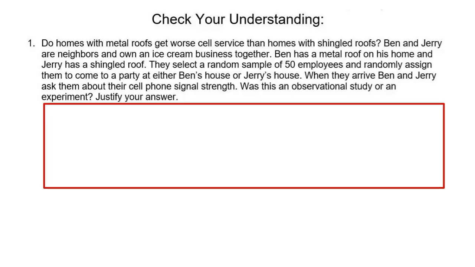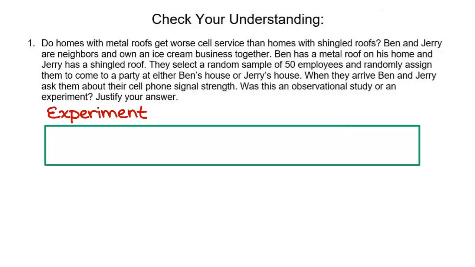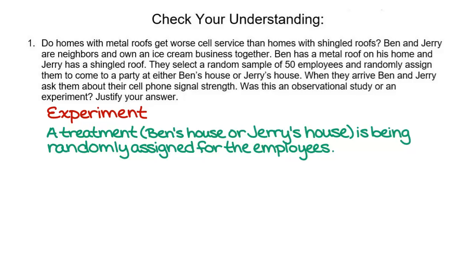Number 1, observational study or experiment? Experiment. Why? Treatments were assigned. Yep, this is an experiment. A treatment, Ben's house or Jerry's house, is being randomly assigned to the employees. They don't get to pick whose house they're going to. They're told whose house to go to. There can still be confounding variables. So yes, there can be confounding variables in an experiment.